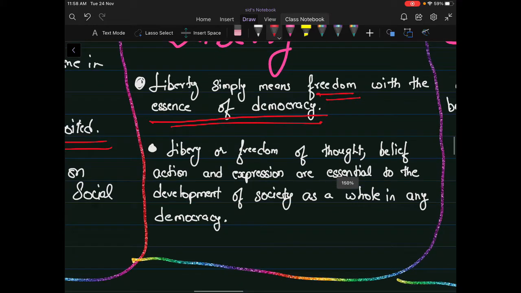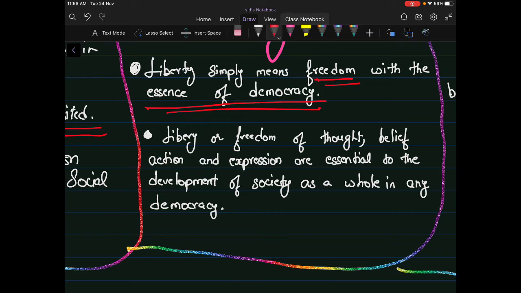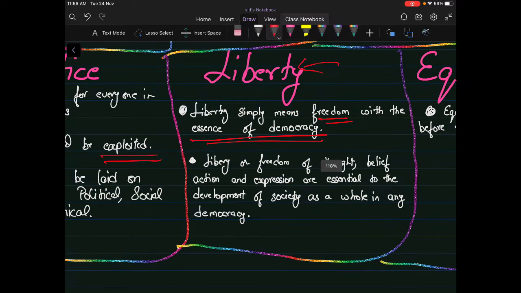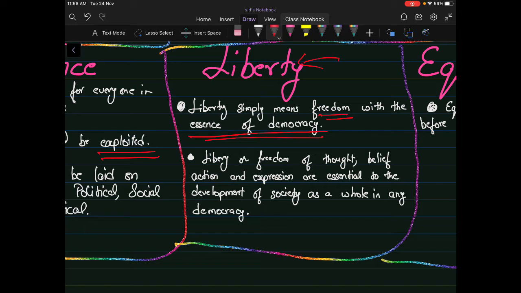Liberty or freedom of thoughts, beliefs, actions and expressions are essential to the development of society as a whole in any democracy. If a nation wants to be successful, if a nation wants to be great, it should always have liberty of thought, belief and expression. That will lead to the development of society, and if the society develops, the country will automatically develop. So that is the essence of liberty in our preamble.